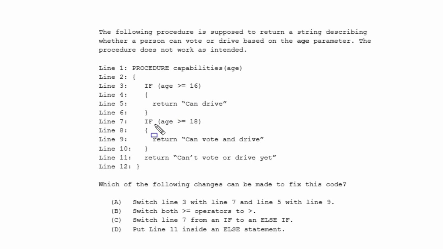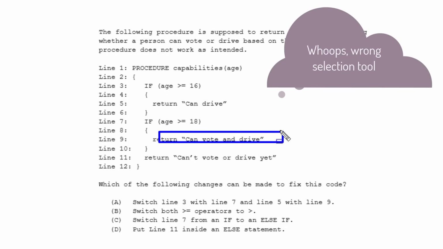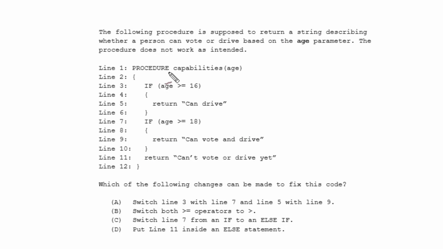But what happens if you're 19 years old? If you're 19 years old, the expectation would be that we would say you can vote and drive. But what we're actually going to see is once we enter this procedure, if age is 19, before we even have the chance to get to this point, we're already going to be going inside this if statement right here, because 19 is also greater than or equal to 16, right? So if you are at an age where it should say can vote and drive, we would instead only output can drive.